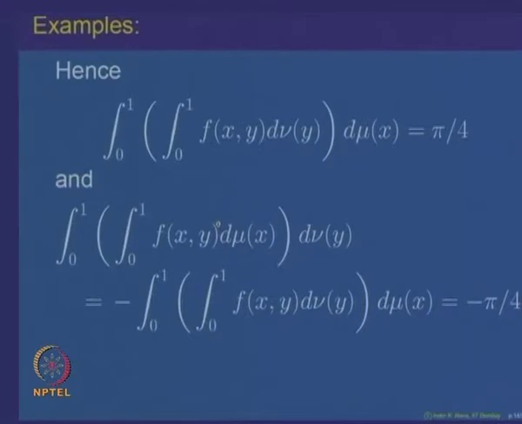So, for this function of two variables, we have got two iterated integrals, one of them equal to pi by 4 and the other is minus pi by 4. And both the measures here are sigma finite. So, the question is what is going wrong.